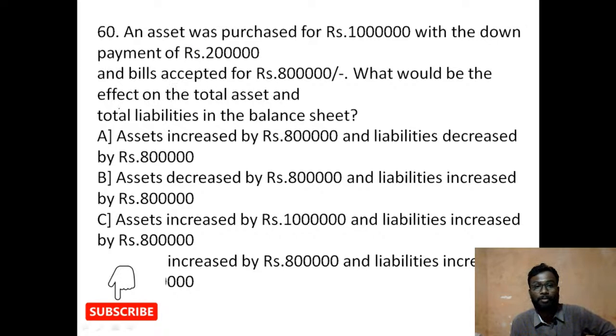An asset was purchased with a down payment of 20,000 and bills accepted for 80 lakhs. What will be the effect on total assets and total liabilities in the balance sheet? So guys, let us try to understand.